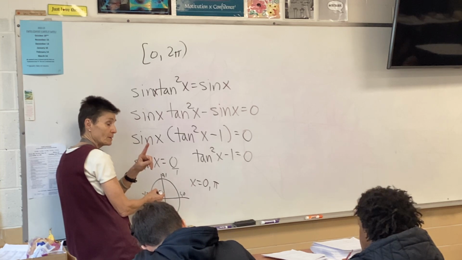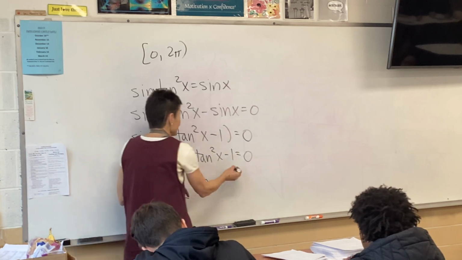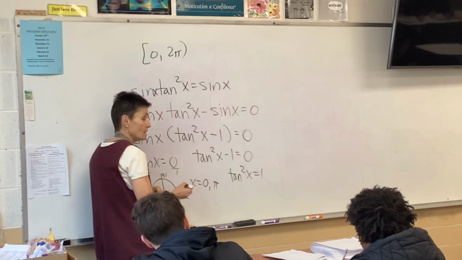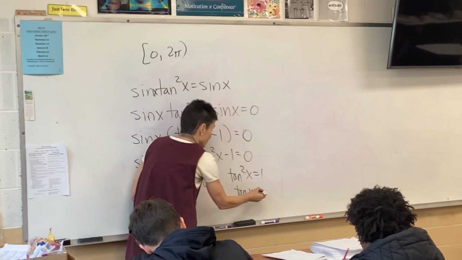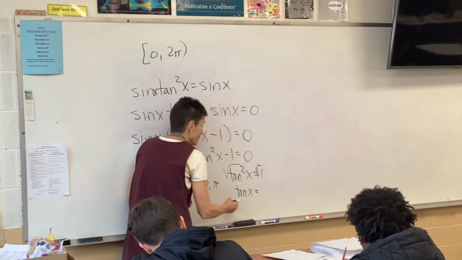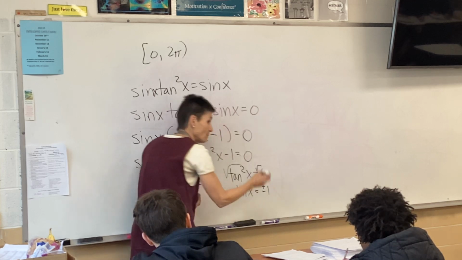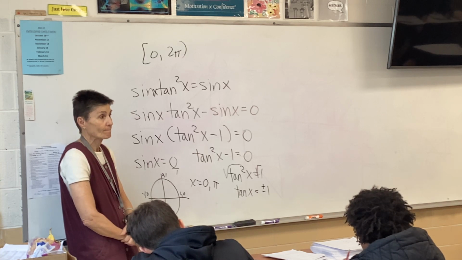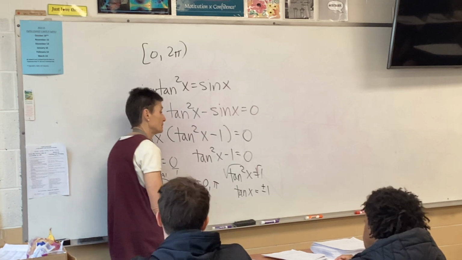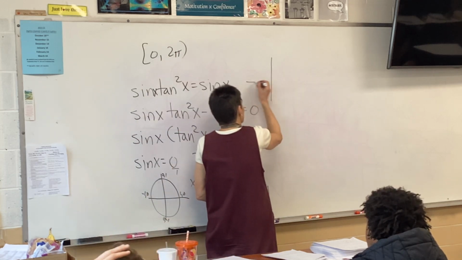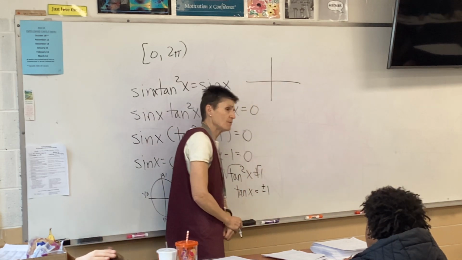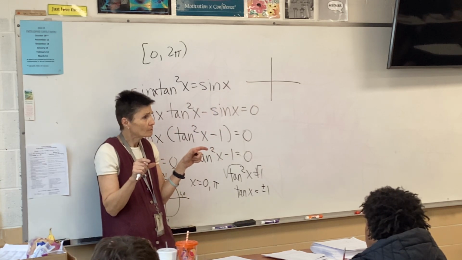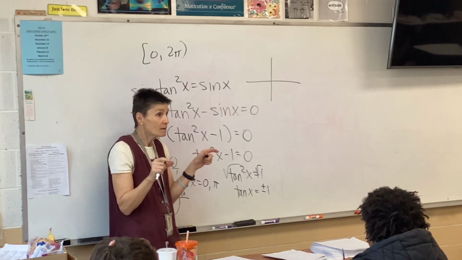Everybody still with me? All right, so now I'm coming over here. Tan squared equals 1. So tangent, square root both sides, tangent equals plus or minus 1. Remember when you take the square root, you have to do plus or minus? Well, now wait a minute. Where is it that the tangent is either positive or negative? Everywhere. Isn't that everywhere?